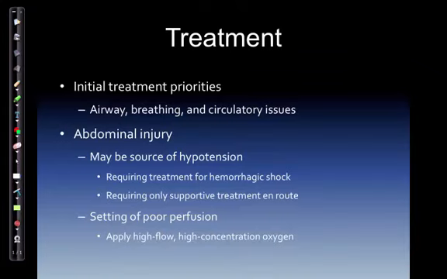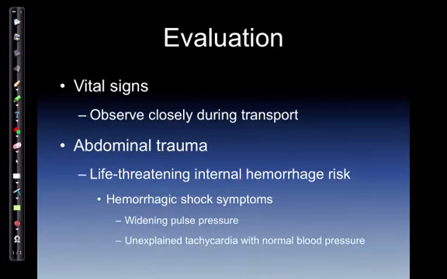Treatment. Initial treatment priorities are going to be the ABCs, treating airway, breathing, and circulation issues. An abdominal injury may be the source of the hypotension, requiring treatment of hemorrhagic shock, or requiring only general supportive care en route. In the setting of poor perfusion, apply high-flow oxygen in high concentrations, and again treat for shock. For a patient that is stable, consider other treatment as appropriate, for example analgesia for the pain. Observe vital signs very closely during transport.